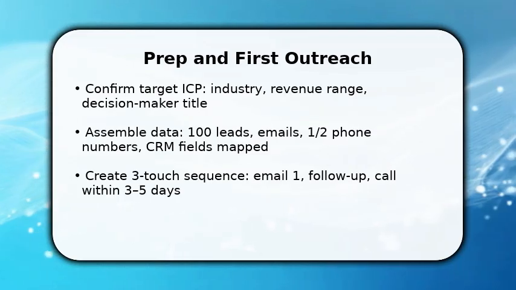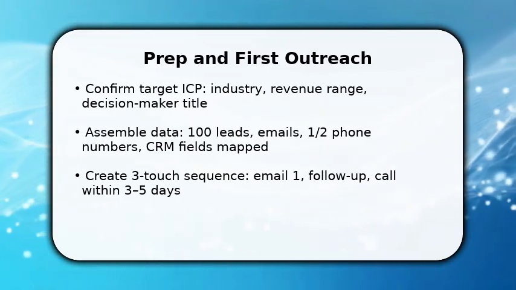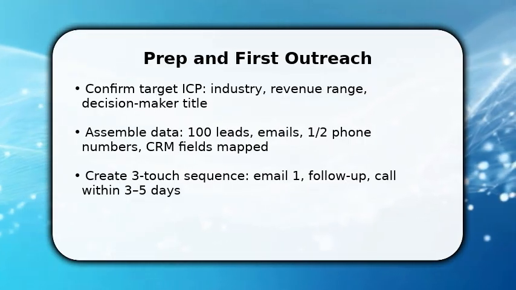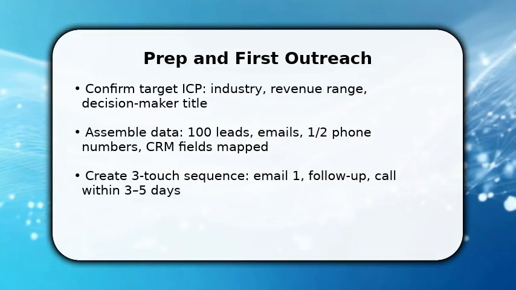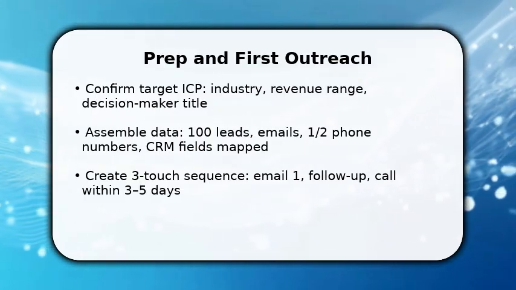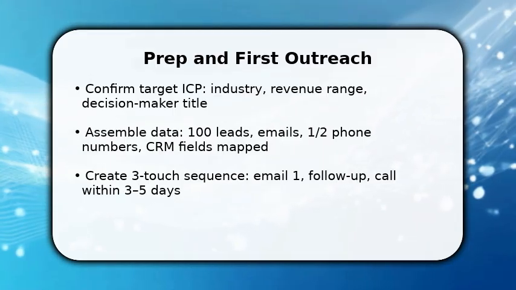Enjoy the video. You start by locking the essentials, define the ICP, and gather 100 prioritized leads with at least email and 1/2 phone numbers. Once done, map these into your CRM so data flows into the Lighthouse metric. Then launch the first actionable step.